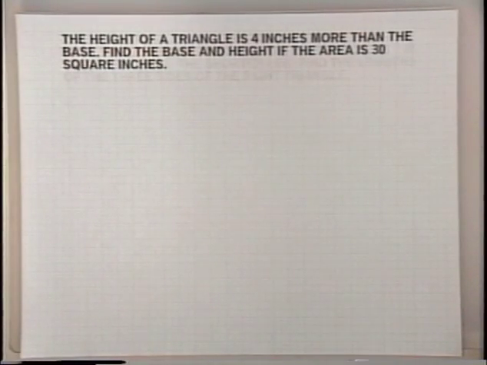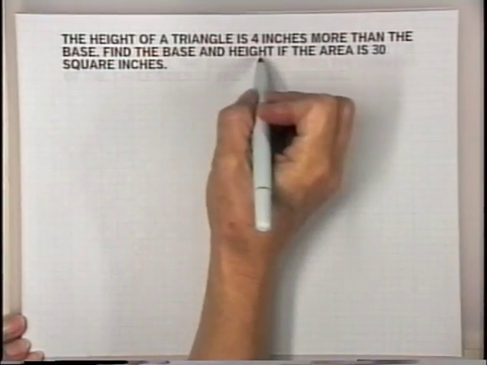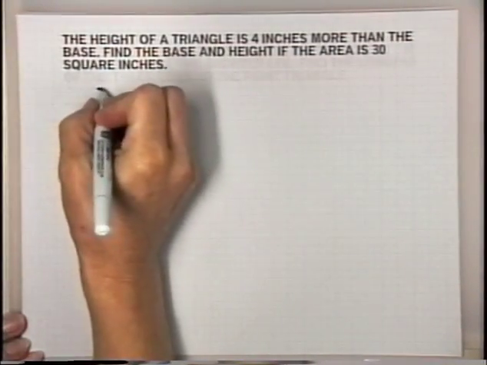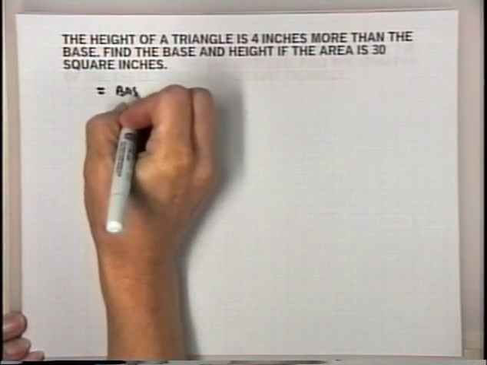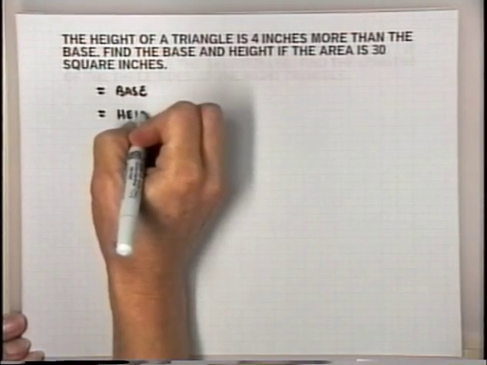The height of a triangle is 4 inches more than the base. Find the base and height if the area is 30 square inches. Right here, find the base and height. I will need an expression for the base of this triangle and a second expression for the height.